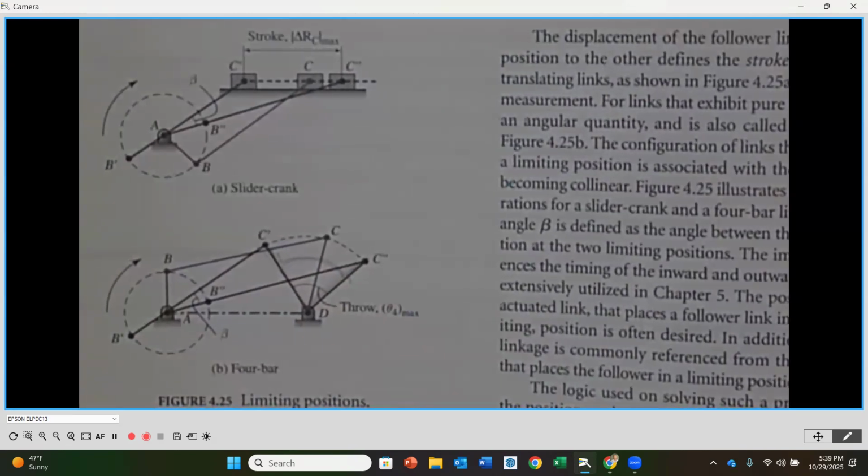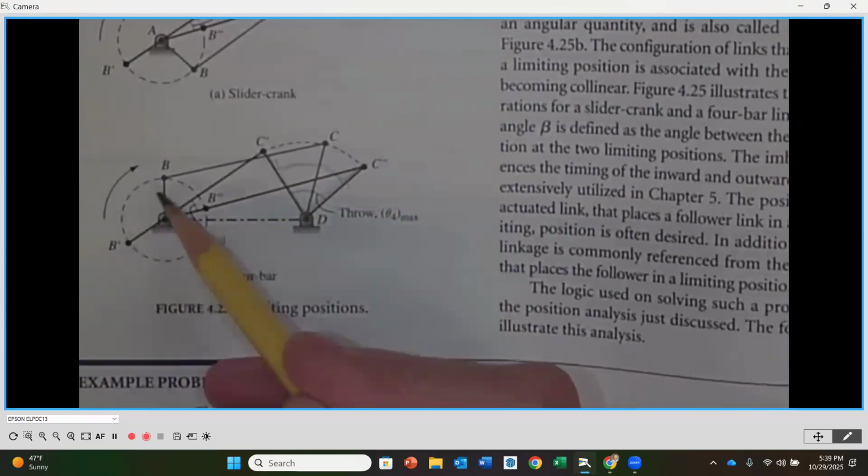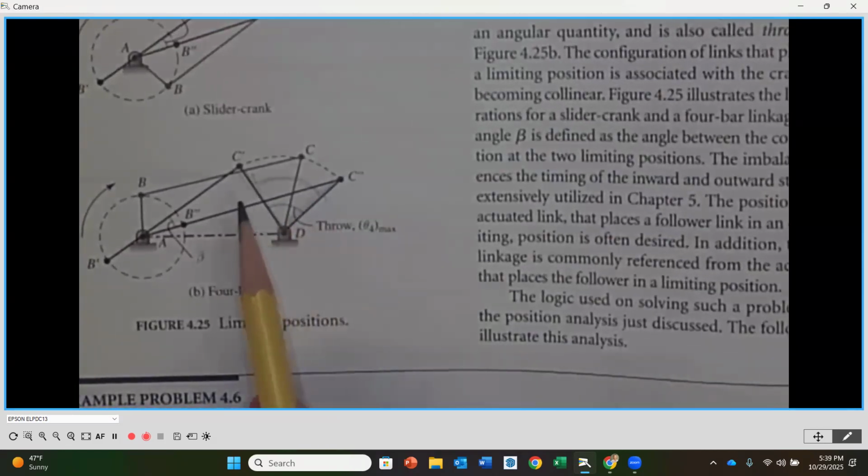that total linear displacement of a member that is going to be moving in a linear fashion, okay? The other one that we see down here is when we have a mechanism that has a crank on the input, but now instead of a slider, it has a link that oscillates back and forth, okay? And so here, our final or our output link, you'll notice has three positions.